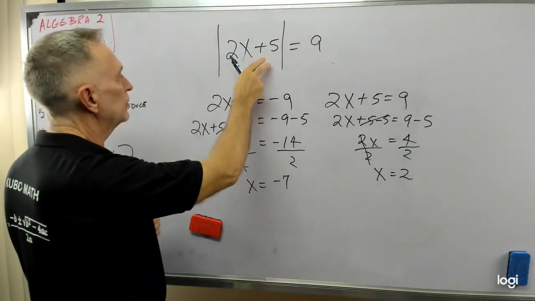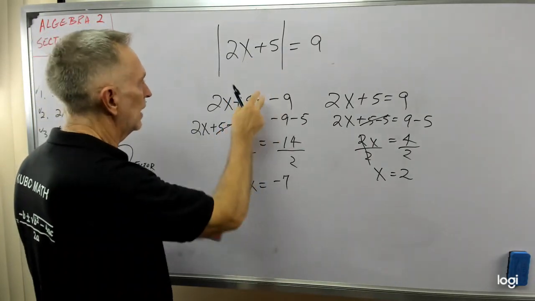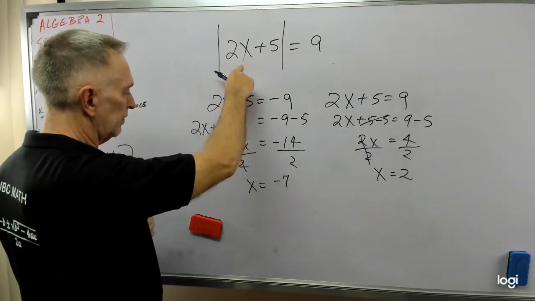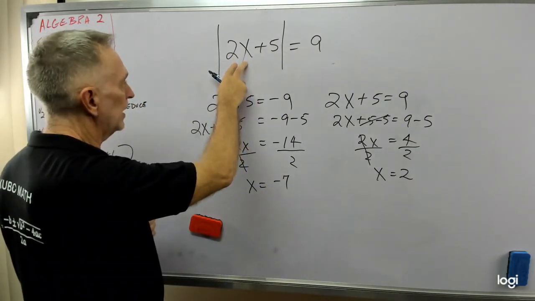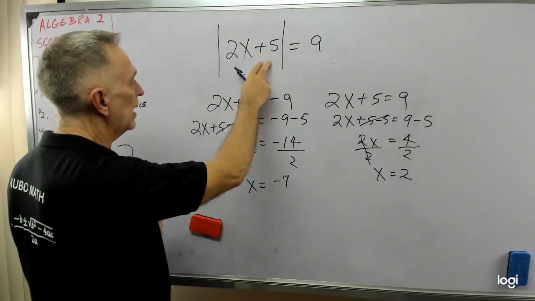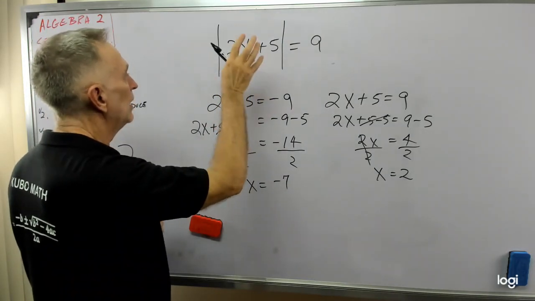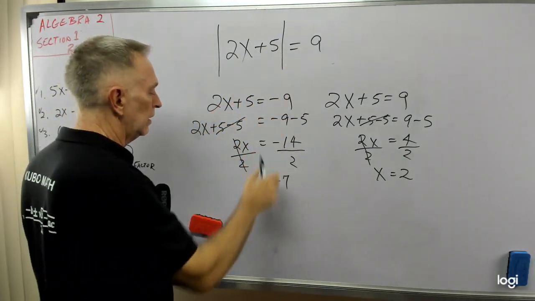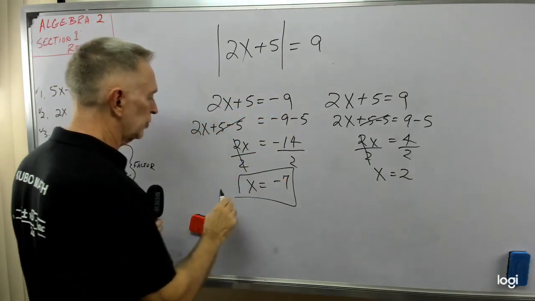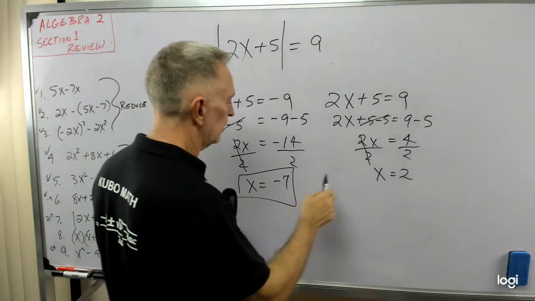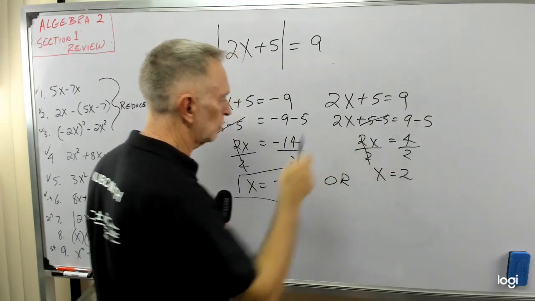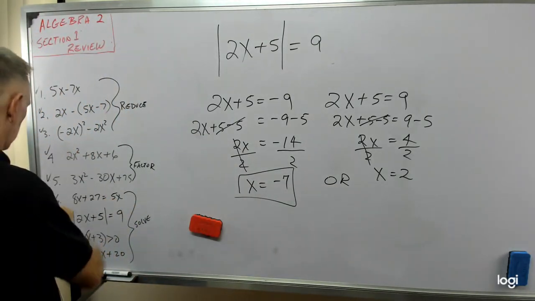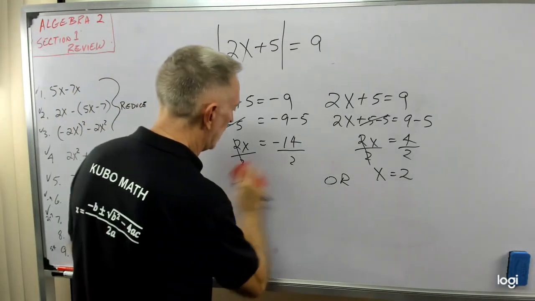4 plus 5 is 9. Okay, the absolute value of 9 is 9. 2 times negative 7 is negative 14. Negative 14 plus 5 is a negative 9. The absolute value of a negative 9 is 9. So my two solutions, x could equal negative 7 or x could equal 2. So that's a nice little absolute value problem.